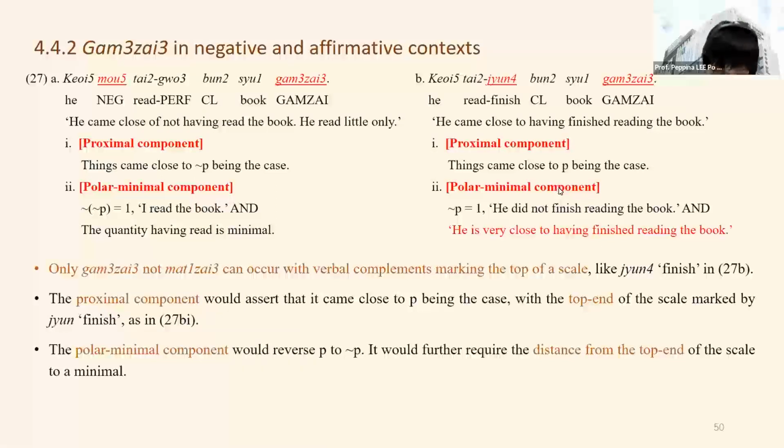On the other hand, for the polar minimum component, you're suggesting that the polar component reversed the P to negative P. So that's how it becomes "he didn't finish reading the book," as shown here. And then the minimal distance will operate according to the high end of the scale. So that's why what you have here in red is "very close to having finished reading the book," which is given by the minimal component.